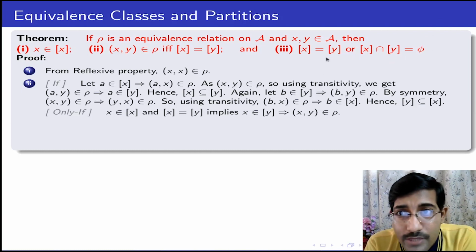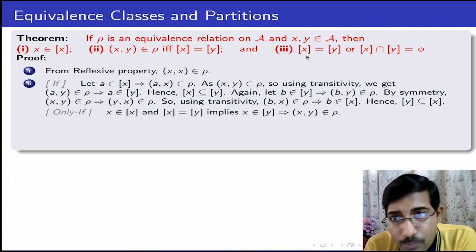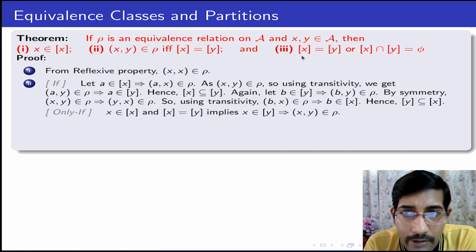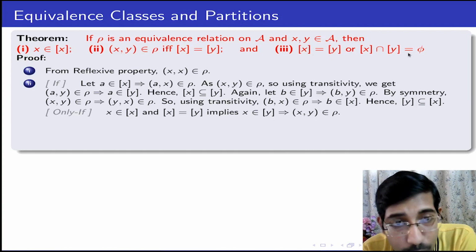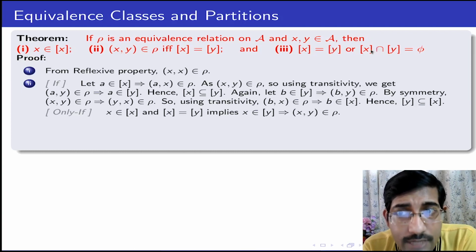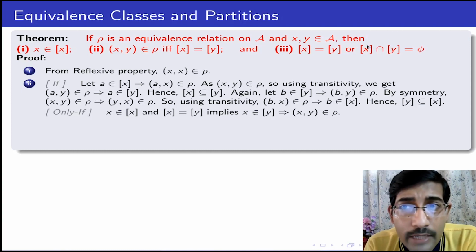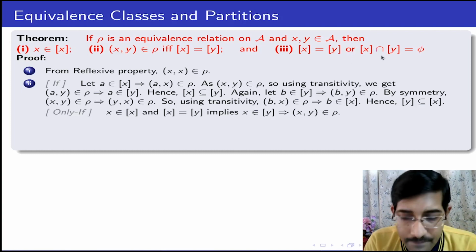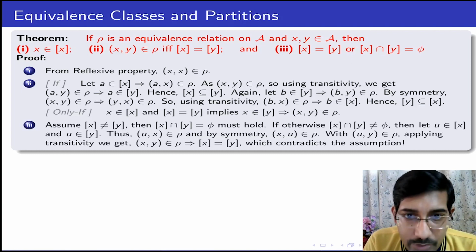How can I prove this? I will try to see that if the equality is false, then disjointness must hold for this theorem to be true. I will try to contradict: if my equality fails, and if I assume that disjointness doesn't hold, there is a common element between these two different classes. So equality fails means these classes are different, and I assume there is a common element, and I lead to a contradiction. That will prove this third part of the theorem.